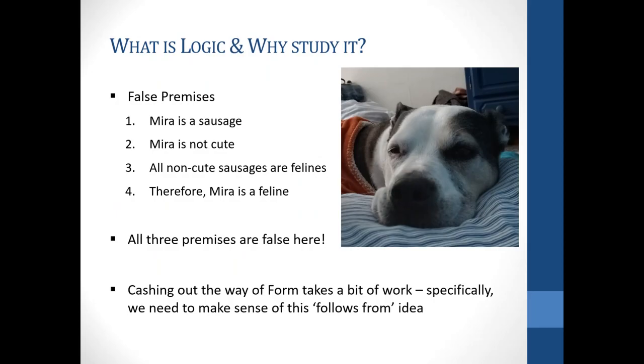But there is a sense in which this is actually a pretty good argument. And the way it's a pretty good argument is if 1, 2, and 3 were true. If they happen to in fact be true, even though they're not, if they were true, then they would give us a reason to think 4 is true. Does everybody see that? This is the kind of idea that we're going to try and capture with this way of form. And in fact, that's something we're going to be working on for the rest of the semester.